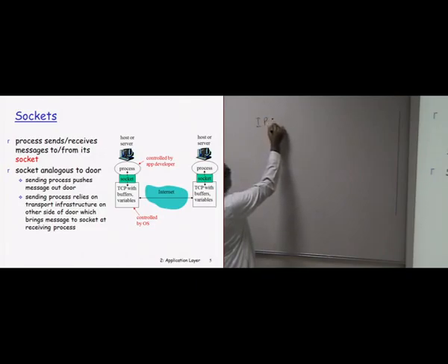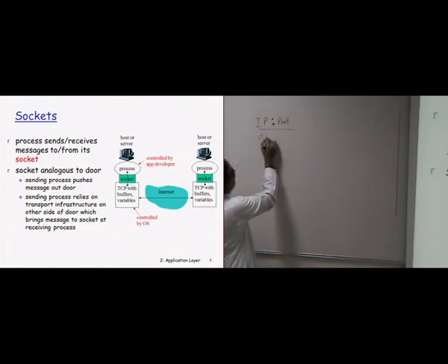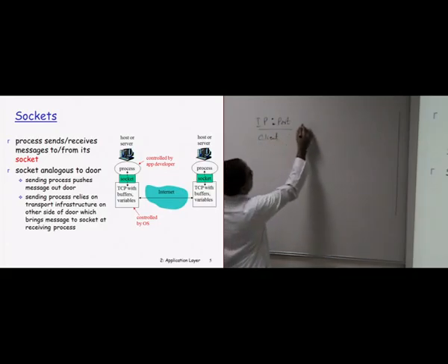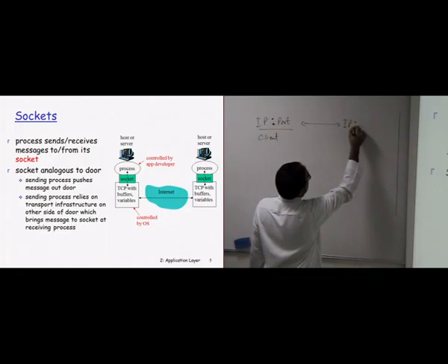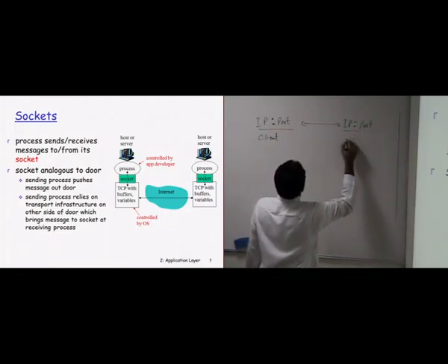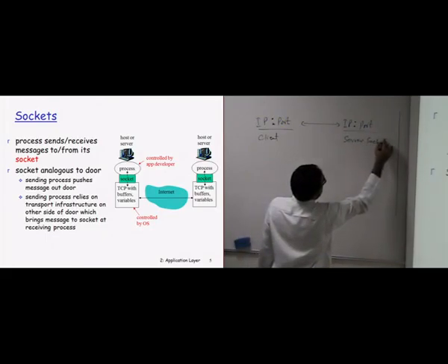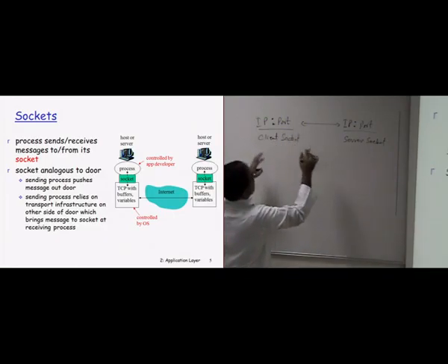And this is the client socket. On both sides you need a combination of the IP address of that computer and the port which is assigned by the operating system of that client to that process, concatenated with the IP address of that computer, and it becomes the client socket.